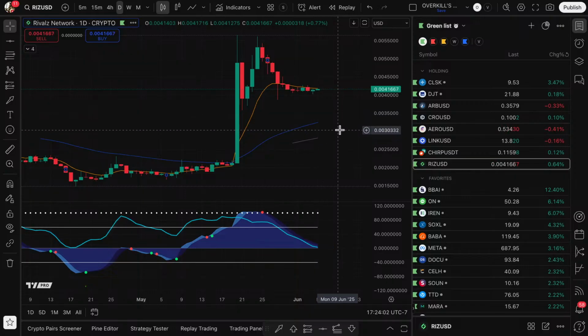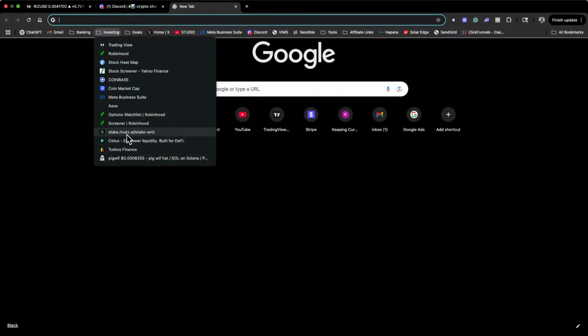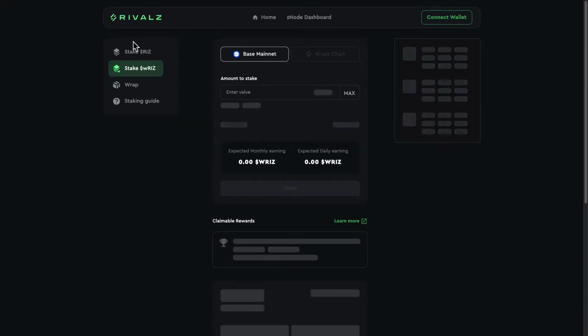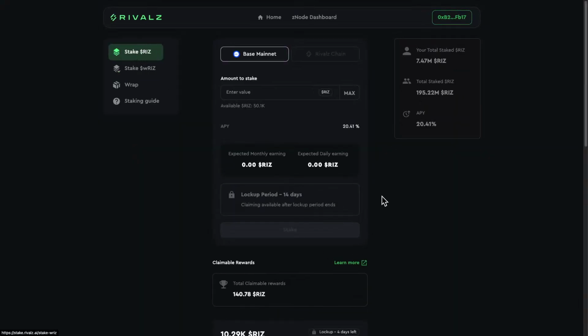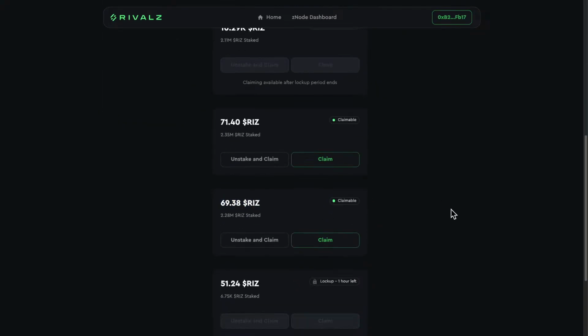But right now, I just have mine staked on their website. You can actually stake it. A lot of you guys have it staked who bought it with us over here on their website, Stake Riz. They're paying 20% right now. So I literally just have this in my wallet right now, and it's earning me more.